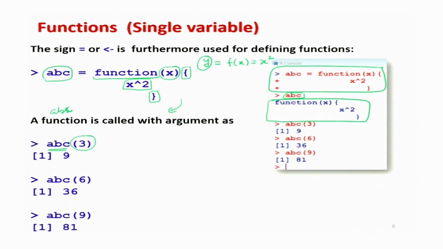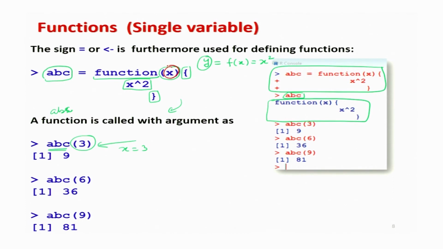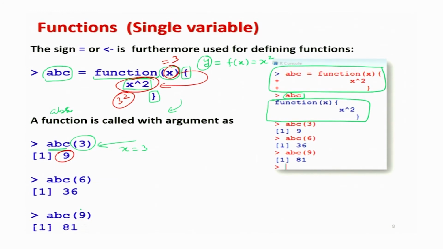Okay? So now if you see, when I write ABC(3) on the R console, it means x is equal to 3. And when x is equal to 3, what will happen? Let me show you. This x takes the value 3. This will now go inside the curly bracket and it will make it 3 square. And then whatever the outcome is, that will be given as 9. So you can see that when you want to execute it, it is very simple.